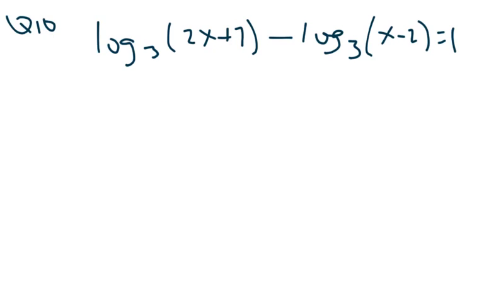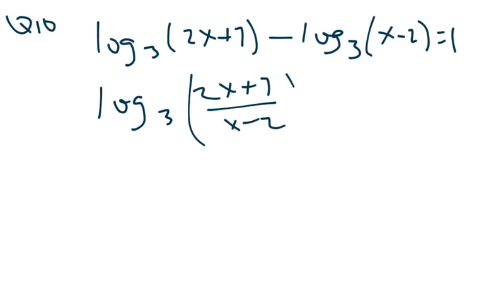Okay, I made this one up as well, so it probably won't work out as tidy as the other one. But let's have a go anyway. So we see there's a negative between these two. So that means we can divide our logs because they have the same base. So it's going to be log base 3 of (2x plus 7) divided by (x minus 2). And that's equal to 1. Now we have a single log.